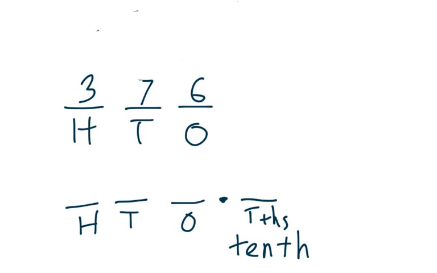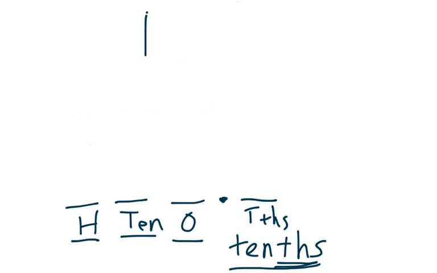Tenth. See, it's 10, but with a TH behind it. So this is the hundreds, the tens, the ones, and these are the tenths. Okay? Okay, so let's say that we have one whole. So that's what this 1 is supposed to be.